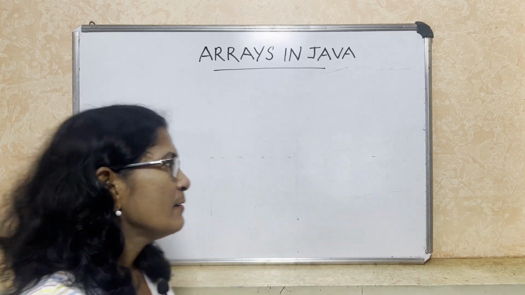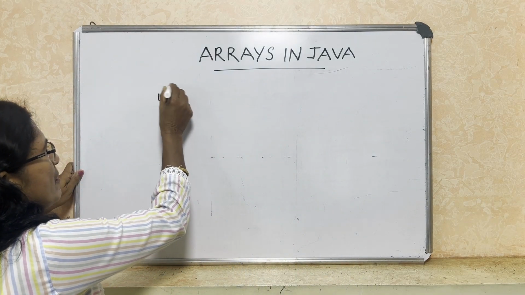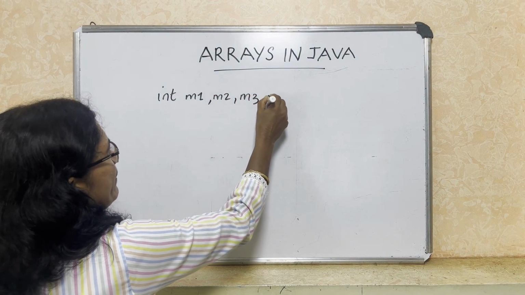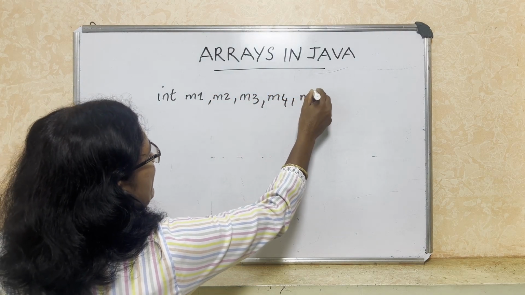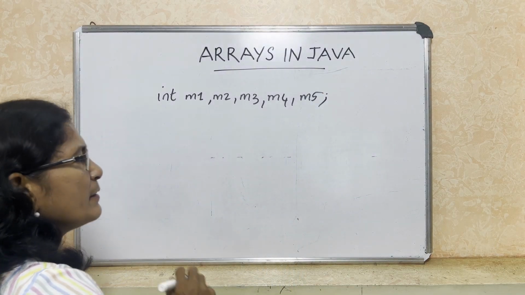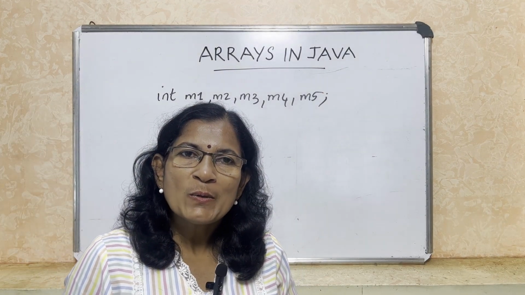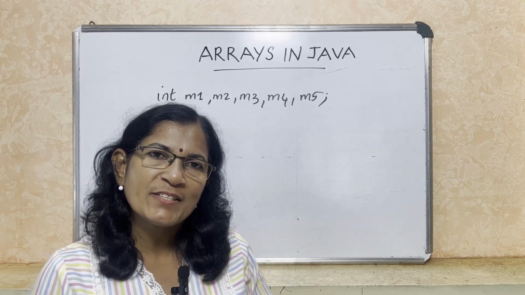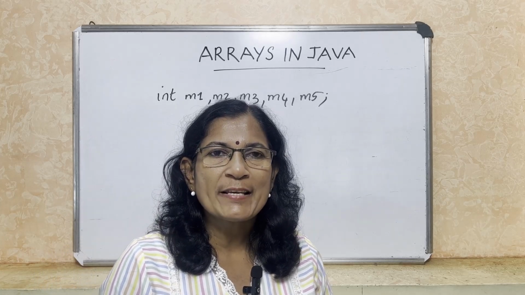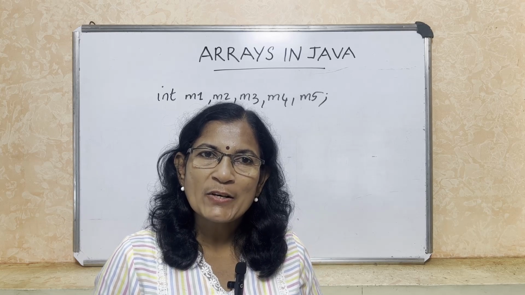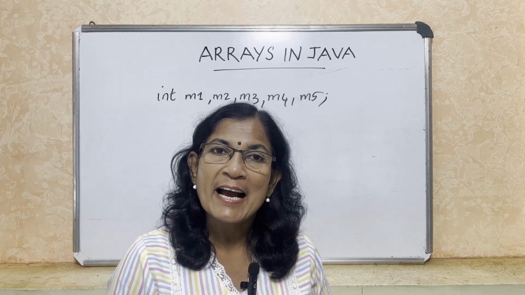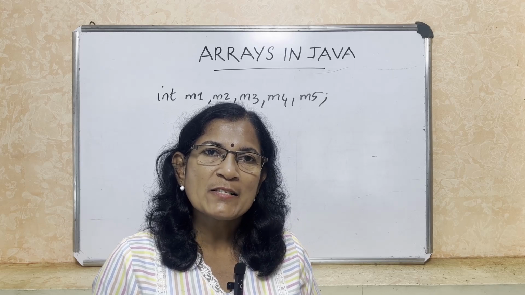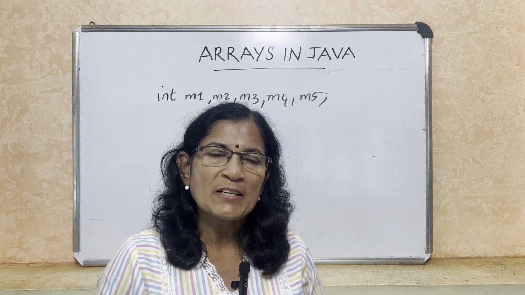For example, int m1, m2, m3, m4 and m5. Now, let's see the memory allocation for these variables. As you have declared these 5 variables as independent variables, Java compiler or interpreter will consider them as unrelated and scattered memory will be allocated for them. Continuous memory locations will not be allocated for these variables.